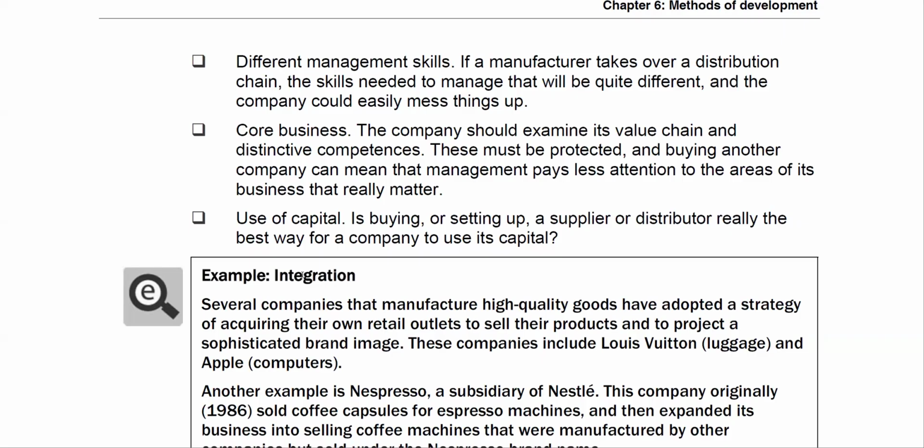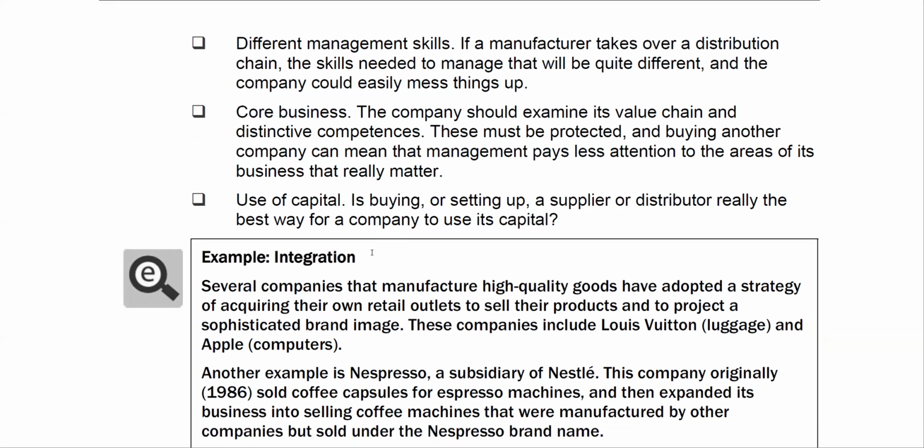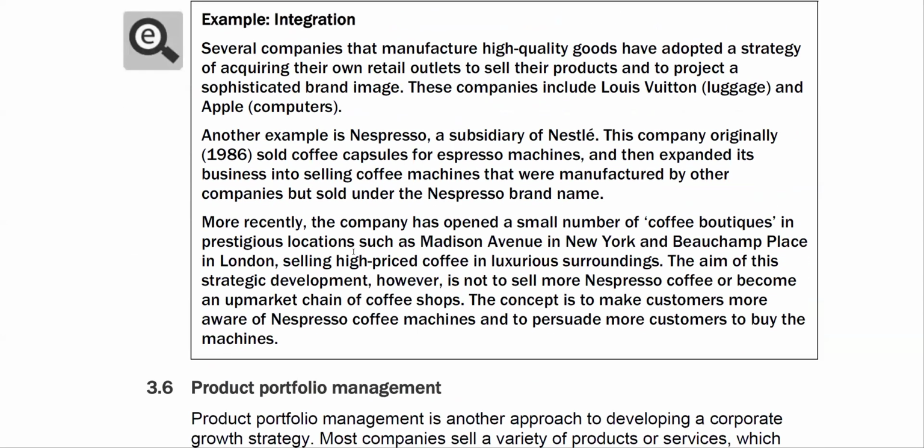Now, the use of capital. So is buying or setting up a supplier or distributor really the best way for the company to use its capital? You have to ask yourself. So this is a capital investment decision you have to check, right? So let's look at some examples for integration.